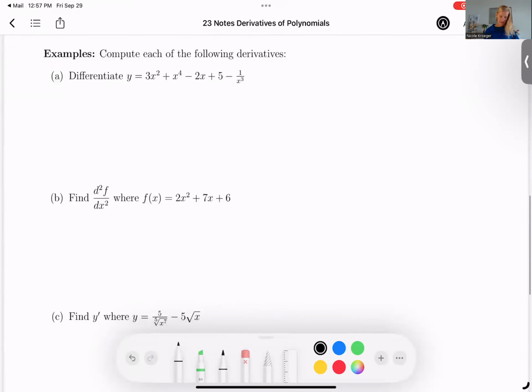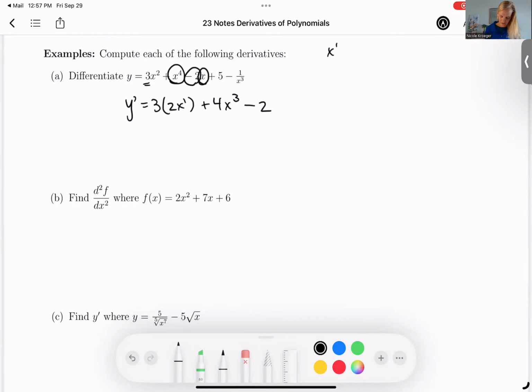So you might want to try these examples on your own first, but I'll go ahead and record them. This first one's differentiate, so find the derivative. So if I look at this, I keep the 3 out front. The derivative of x squared is 2x to the first. Then I add, this one's just using the power rule, 4x cubed, because I brought the 4 down, I subtract 1 from the exponent. Now we're going to have minus 2, we just keep that constant out front.